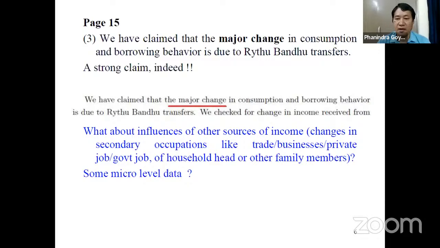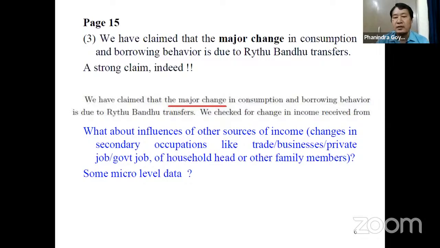This is one strong point, but I was actually looking for this issue. The Rythu Bandhu transfer to these farmers amount is not big. From our general economic knowledge, we know that a particular household can get income from secondary occupations like doing some new business or getting a new job. It may be for the household head or other family members.